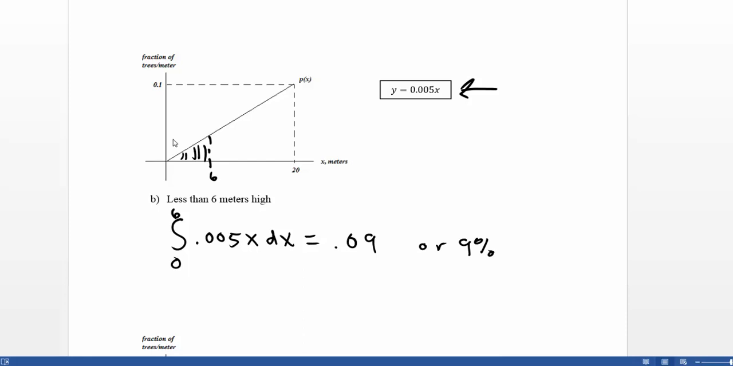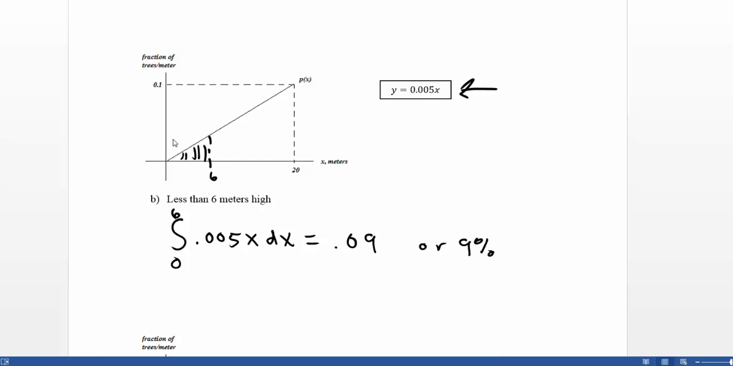Previously, we wanted to know what percentage of trees were less than 5 meters high, which was 6.25%. This question asks, how many trees are less than 6 meters high? We can see that 6 is to the right of 5, and therefore we're expecting our answer to be a bit bigger, and it is, coming in at 9%.